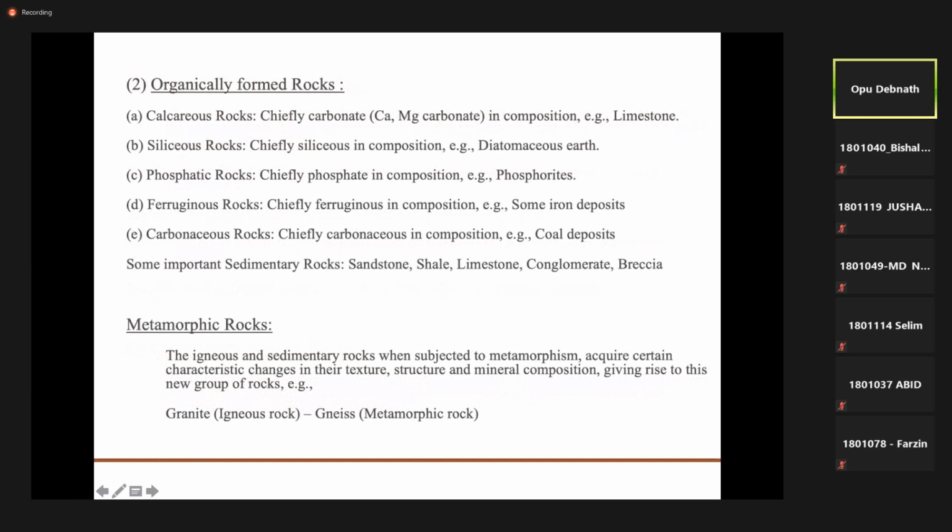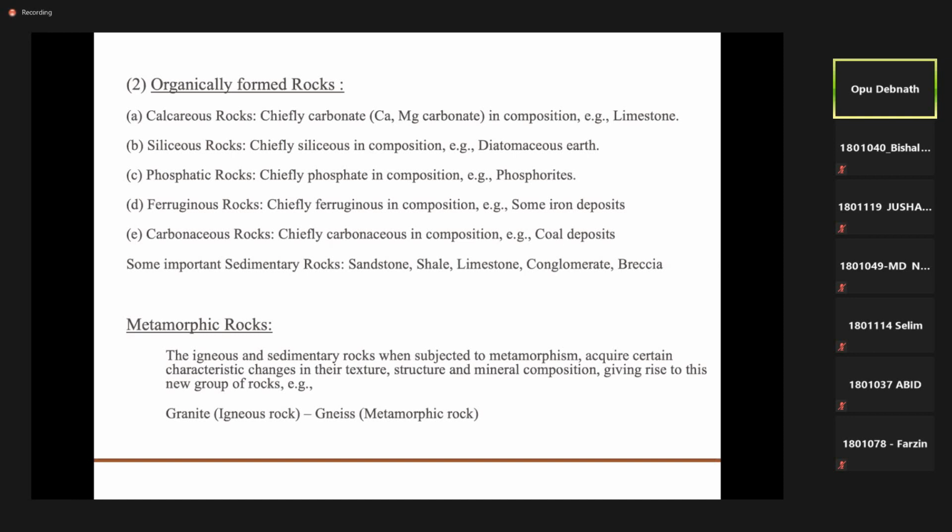I just want to show one discrete example, the carbonaceous rocks. That means chiefly carbonaceous in composition, that is, carbon will be in the composition. The main example is the coal deposit. Coal is collected from mining, and it is actually one type of sedimentary rock. Those are actually the fossils of plants or maybe other animals, etc.